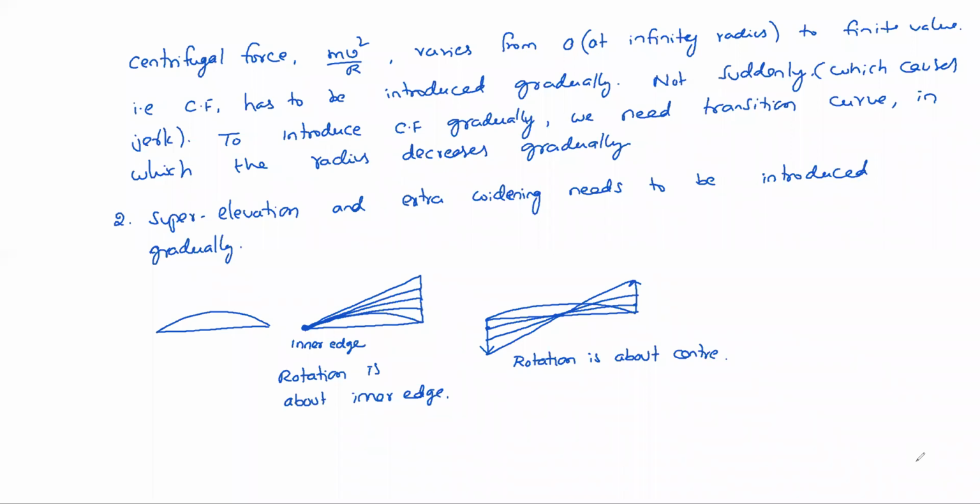Second one is super elevation cannot be given suddenly, that means one step kind of thing will be there at the road. Suddenly, camber section changed to super elevated section means you can observe a step on the road. So a vehicle cannot step up easily, right? So that's why gradually we are introducing that super elevation, and of course extra widening also. So these are the main functions of transition curve.